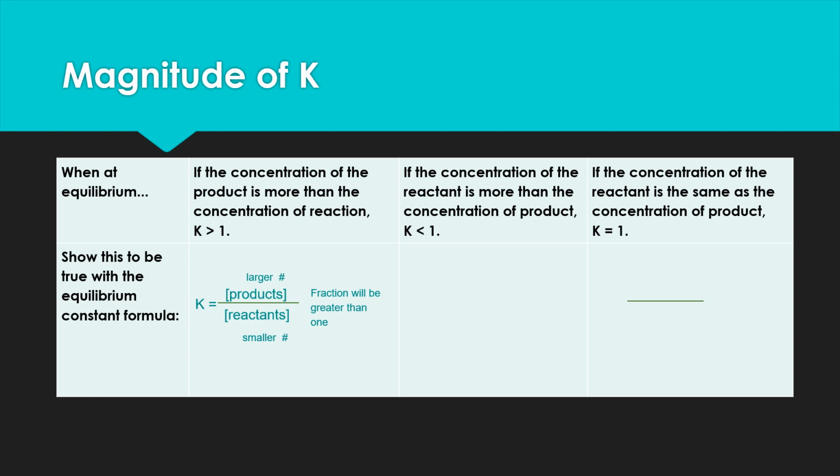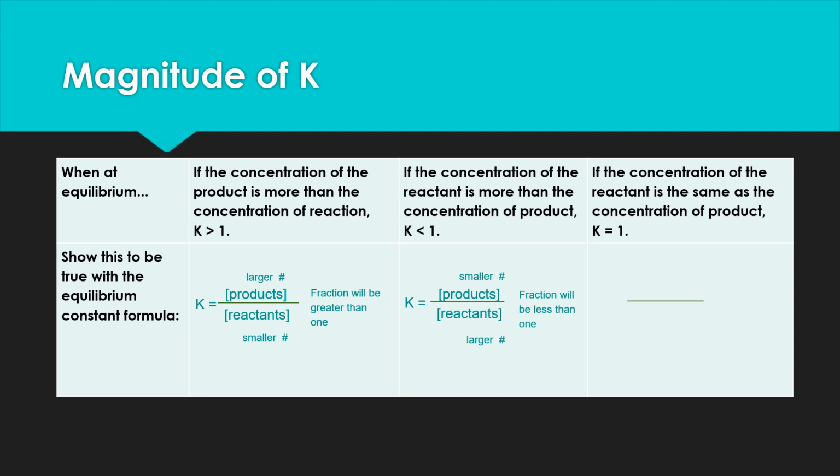Now, if the concentration of the reactant is more than the concentration of the product, then K is less than 1. So looking at our expression, that means our fraction will be less than 1. In that case, it means that we have a smaller number of products in the numerator and a larger number of reactants in the denominator, therefore getting a value less than 1, a fraction. So in this case, we're favoring the reactants side of our reaction.